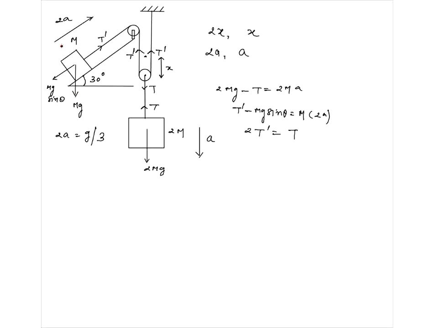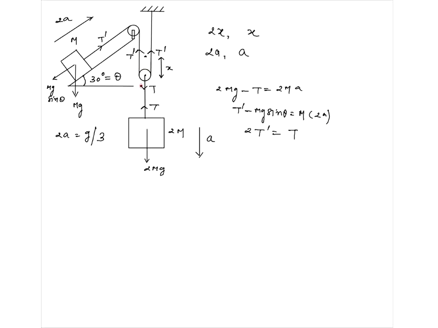So we want net force in this direction. Break mg into 2 components. This will be mg sine theta, if this is theta. So net force must be in this direction: T dash minus mg sine theta. That will be m times acceleration, which is 2a. Now T, T dash and a are 3 variables, so we need one more equation.